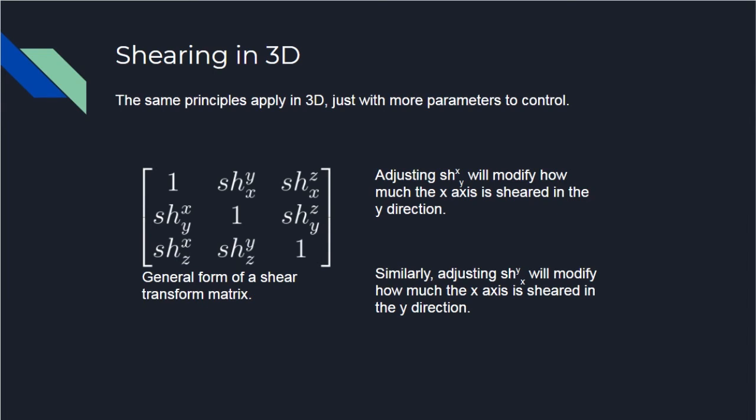In the general format shown here, adjusting SHxy will change how the x-axis is sheared in the y direction, while similarly, adjusting SHyx will change how the y-axis is sheared in the x direction.